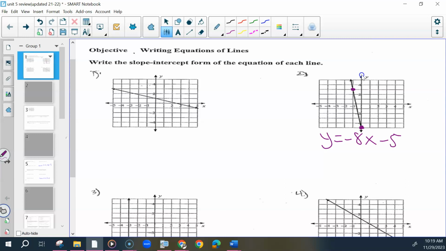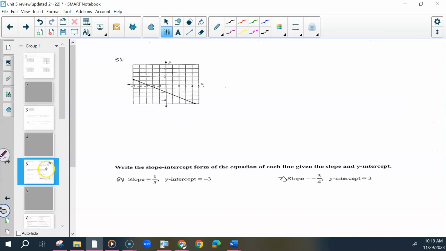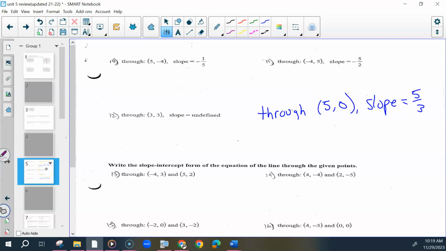You need number 10. Number 10 on the next page. On this page. There. 17, 15, 13.